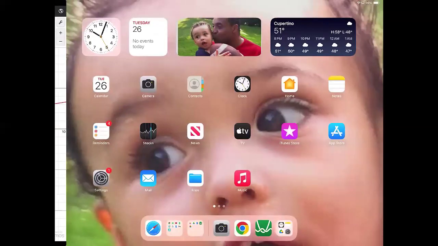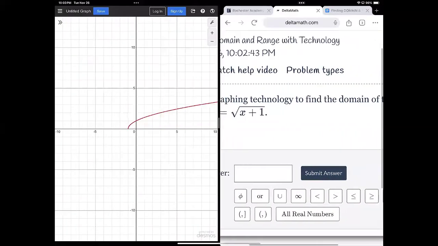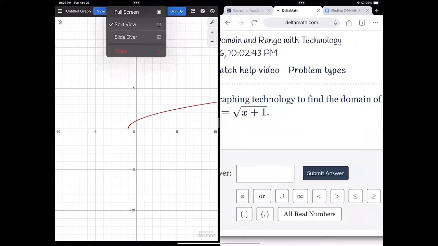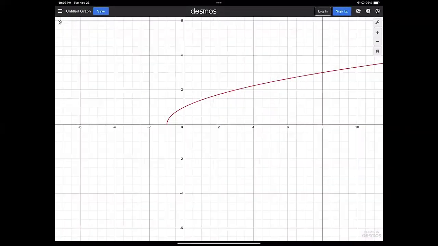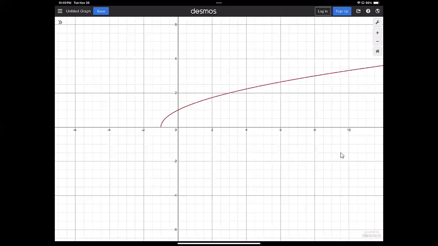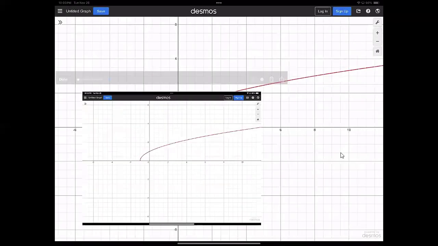Let's go back and look at that. What are we looking for? We're looking for the domain. Okay, so now that means we're going to use two vertical lines. Now, so here is the graph. Let me take a picture. And we're going to draw two vertical lines.